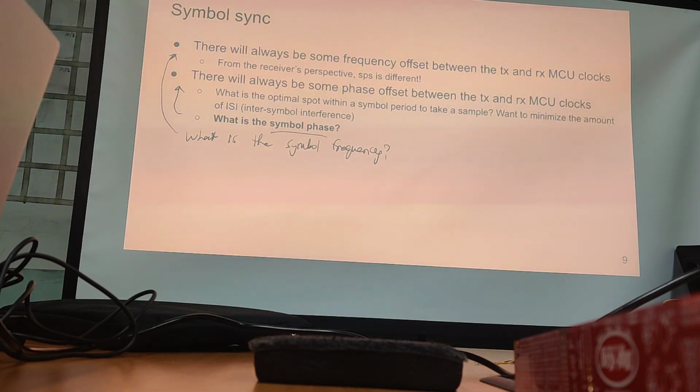The thing that I'll note is that for symbol frequency, in our code we just have SPS equals sampling frequency over symbol rate. But the transmitter isn't perfect, so its SPS isn't going to be exactly, for example, 80. And the sampling frequency for the receiver is not going to be exactly equal to the sampling frequency for the transmitter.